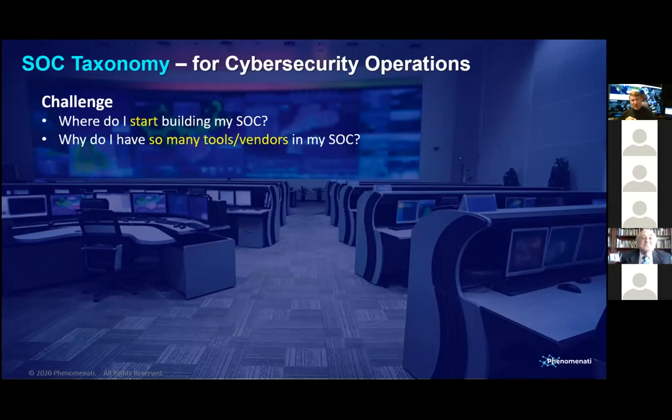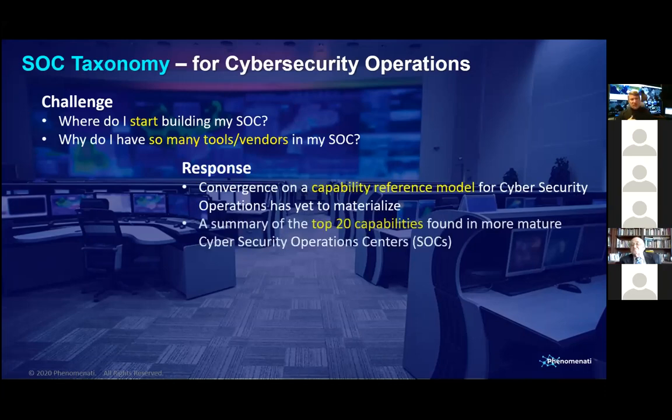So as I said when we got started, why a SOC taxonomy? I hear repeatedly in my business as a virtual CISO, where do I start building a SOC? Do I even need to build a SOC, or should I outsource it? From the mature environments I've been in, many banks in particular on Wall Street, I hear the concern, why do I have so many tools? That in fact was what gave birth to this taxonomy, trying to rationalize all of that.